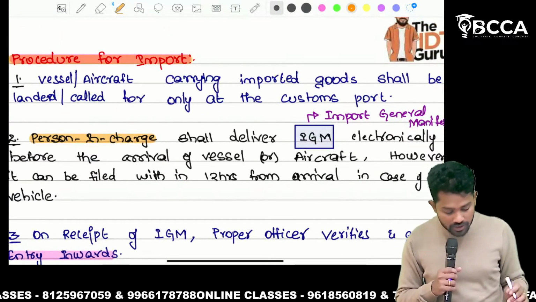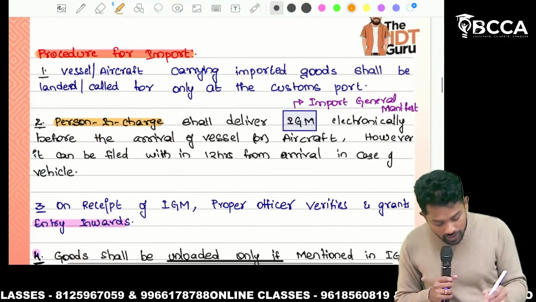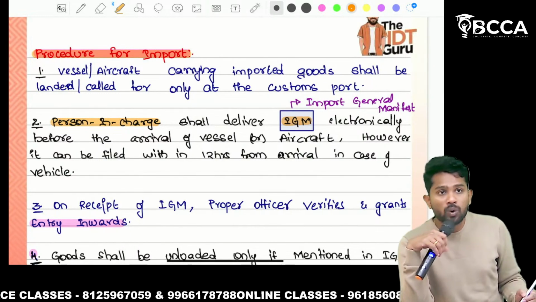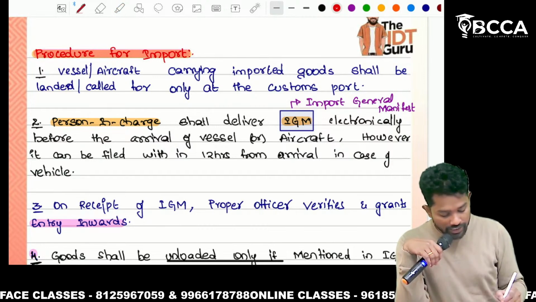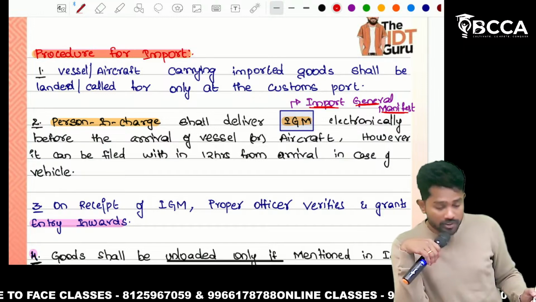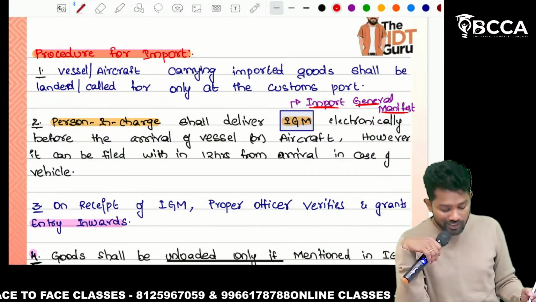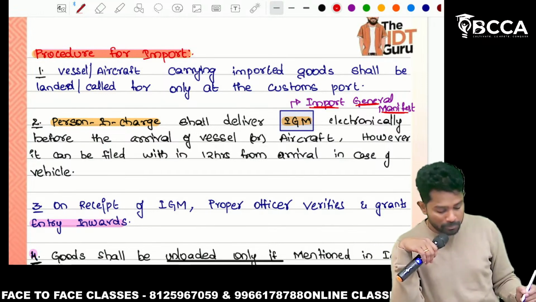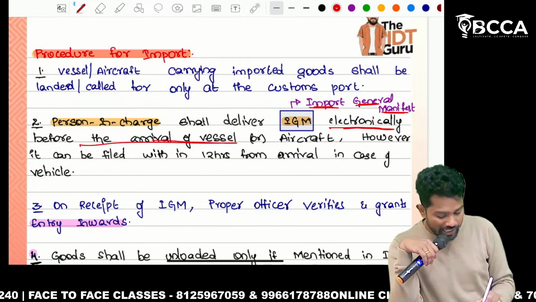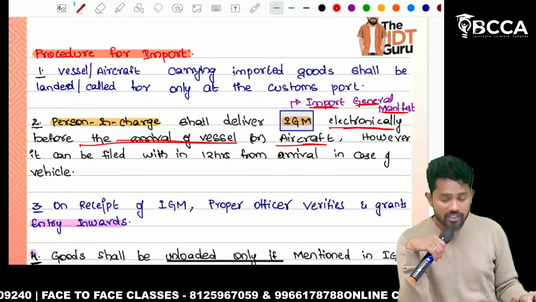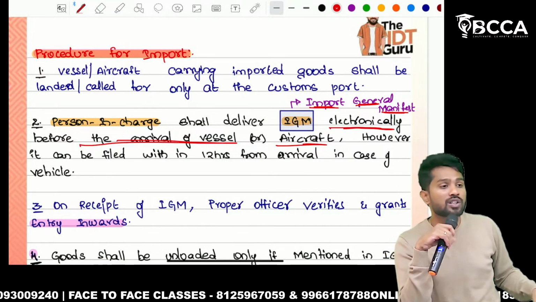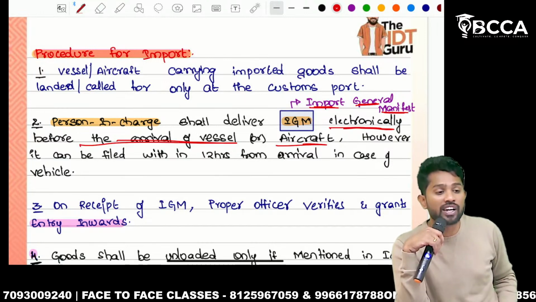Now if you see here, this person in charge shall deliver what? He'll be delivering IGM. What does IGM mean? IGM means Import General Manifest. This person in charge shall deliver the Import General Manifest, that also electronically, before the arrival of the vessel or aircraft.